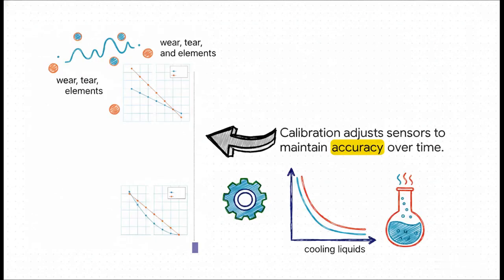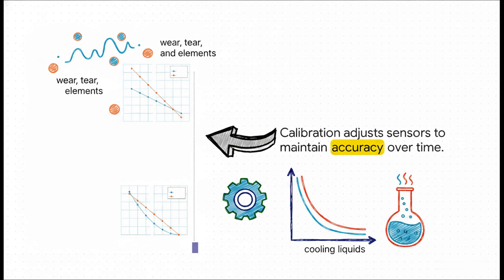Now you might be thinking, hey, it's a computer system, it's got to be 100% accurate forever, right? Well, not exactly. Sensors actually deteriorate over time because of regular wear and tear and just being exposed to the elements. So, to stop their accuracy from drifting off, they have to be regularly calibrated against a known standard value.